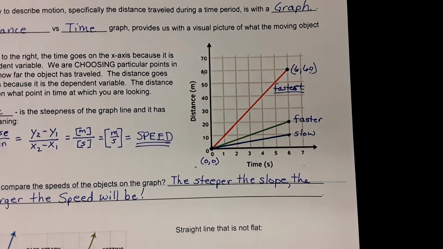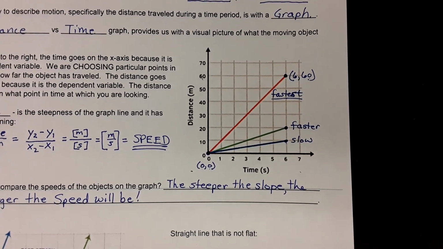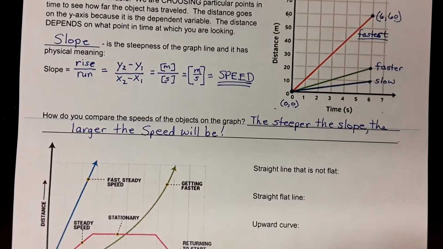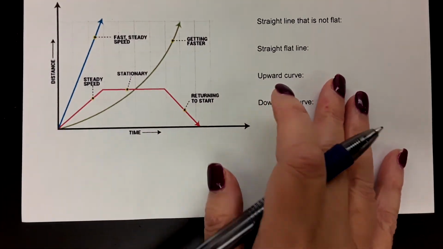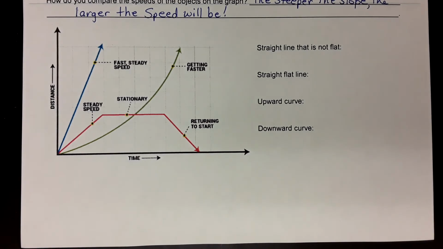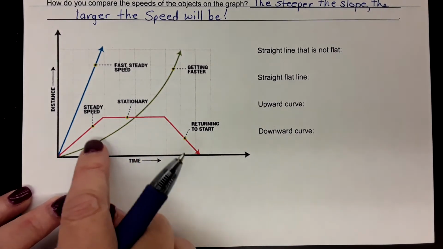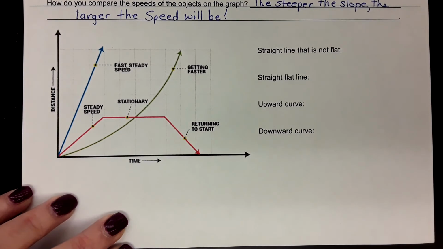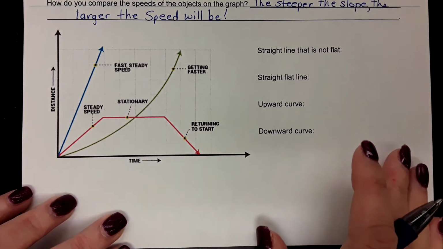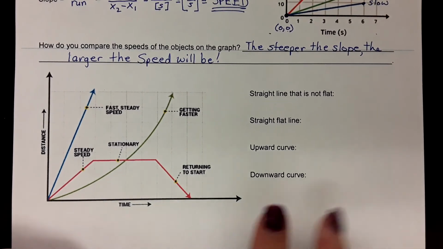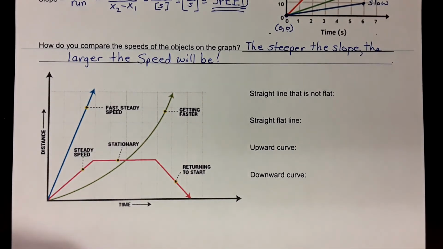Okay? Now, let's look at some other lines on a distance versus time graph that we can interpret. Look at this. There's several different things going on in these three descriptions. I've got a red line, a blue line, and a green line again. But notice they're very different. So let's see what these types of graphs are telling us, okay? And you get the idea just by reading what's on there.